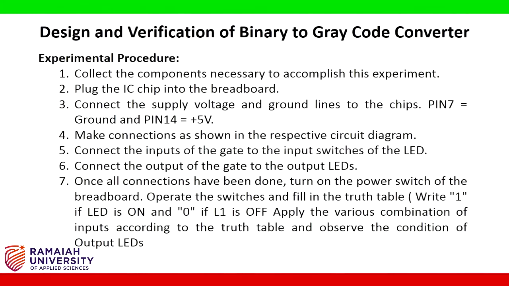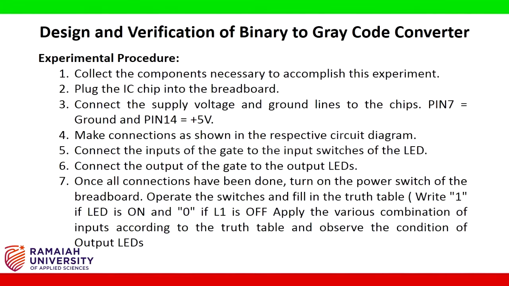Procedure for verification of binary to gray code converter functionality. Collect the components necessary to accomplish this experiment. Plug the IC chip into the breadboard. Connect the supply voltage and ground lines to the chips. Pin 7 is ground and pin 14 is plus 5 volt. Make connections as shown in the respective circuit diagram.